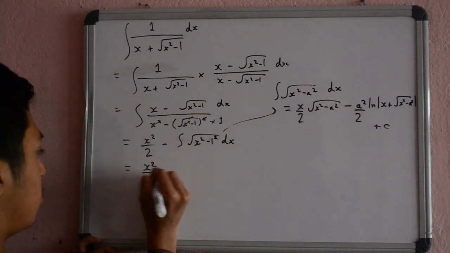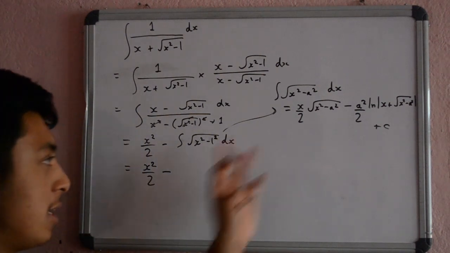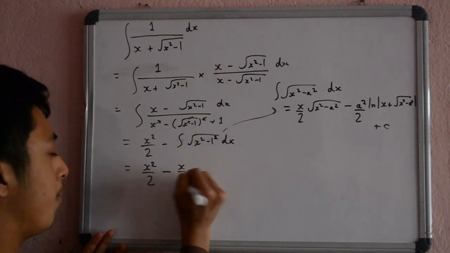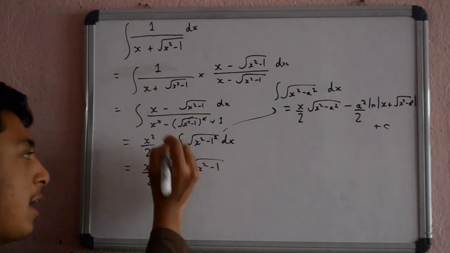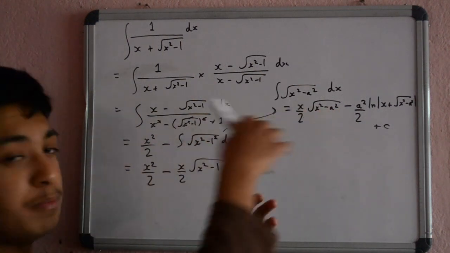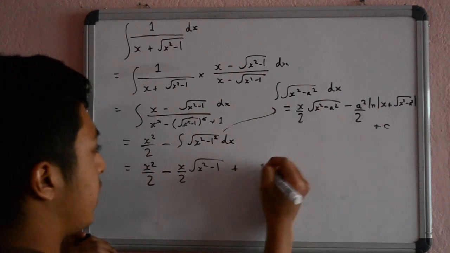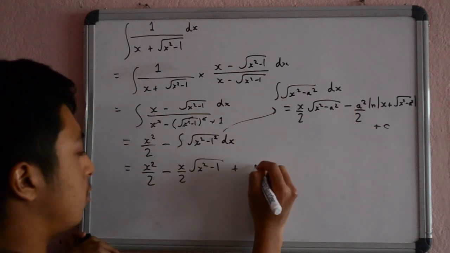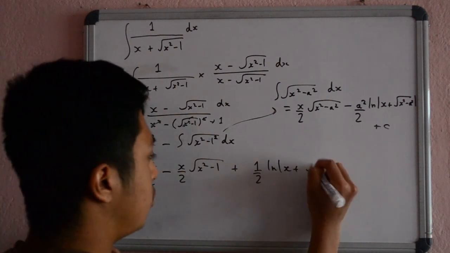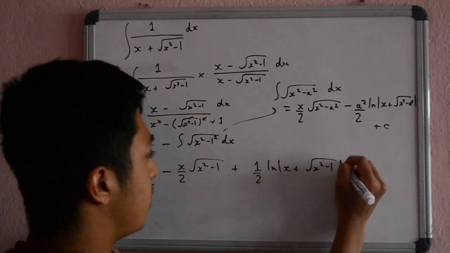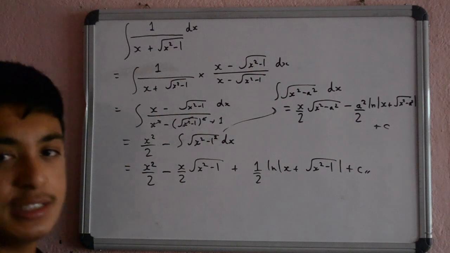So x square by 2 stays the same. This becomes minus x by 2 root x square minus 1, but don't forget this minus, so this becomes minus minus plus a square. Here a is 1, so this is 1 by 2 log natural of x plus root x square minus 1 plus c, and that is it.